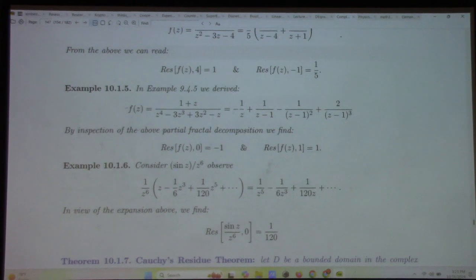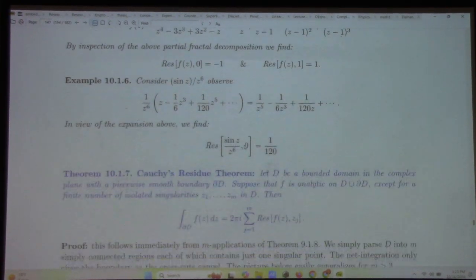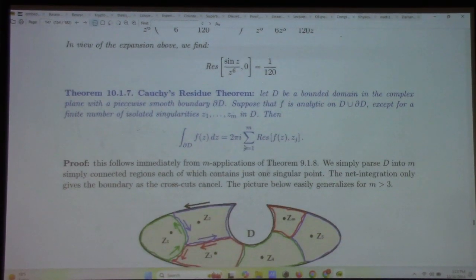All right. Now, so that brings us to Cauchy's residue theorem. Cauchy's residue theorem simply says the following. If you have D a bounded domain in the complex plane with a piecewise smooth boundary, partial D, and you suppose f is analytic on D and its boundary except for a finite number of isolated singularities, z1 through zm, then the integral around the boundary is simply 2 pi i times the sum of the residues.